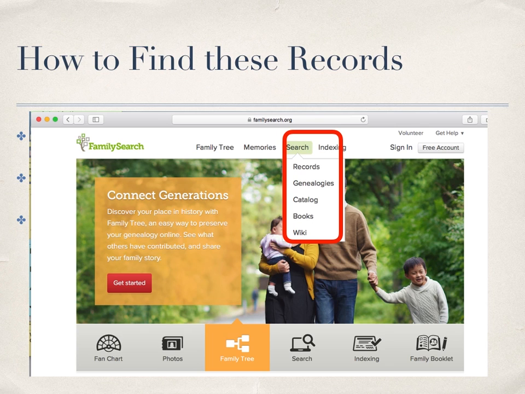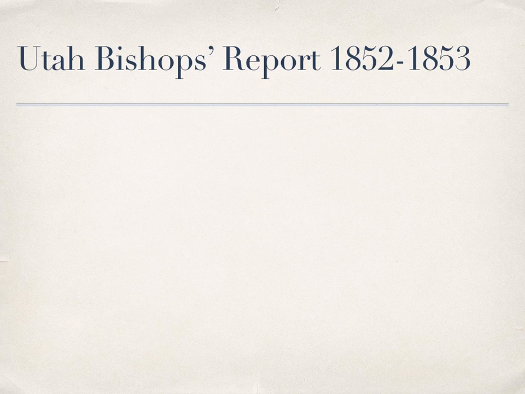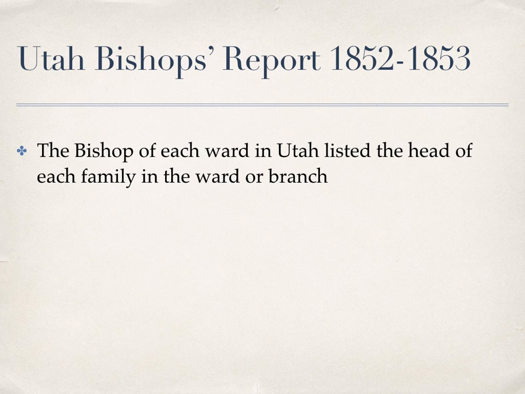This shows the website, Family Search, and the search tab. The bottom term is Wiki, so this would show you how to get there. And once you do that, this page, the Research Wiki, will come up. I've entered the search term LDS Census, clicked Enter, and it will take me to the next page. Once there, I click on the top link to the Utah Bishops' Report.